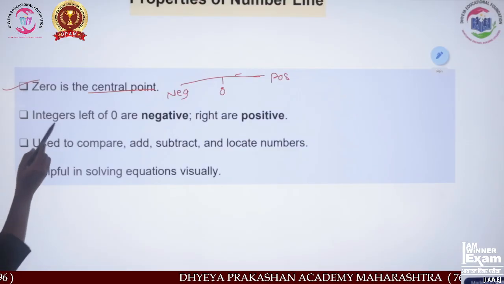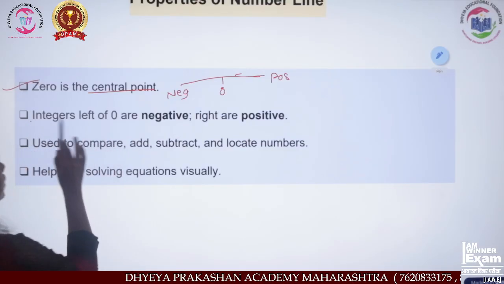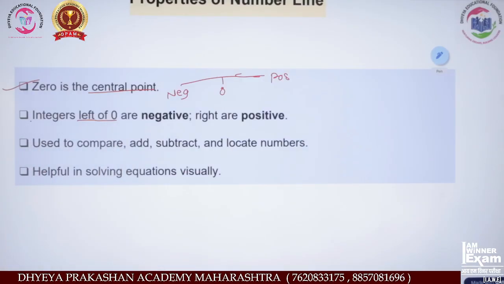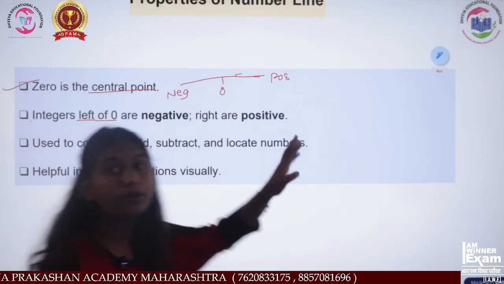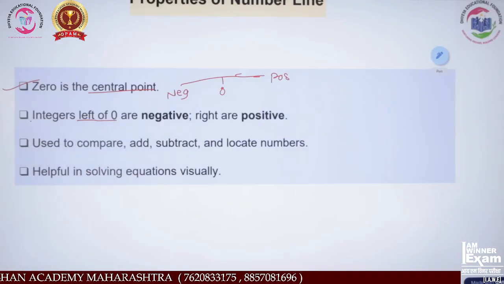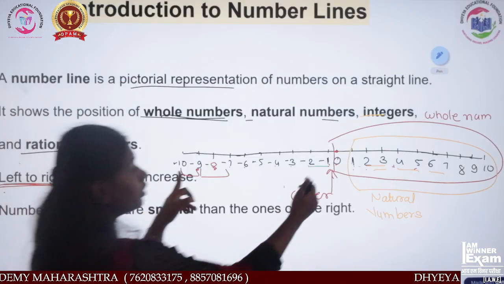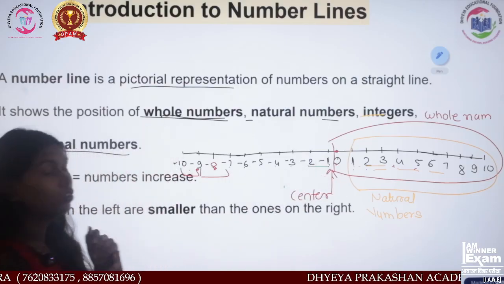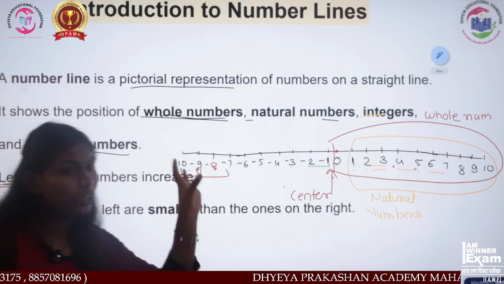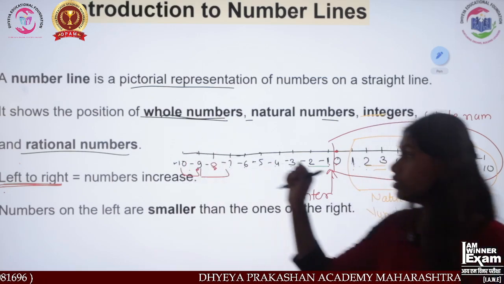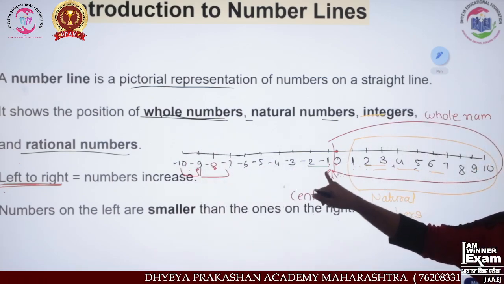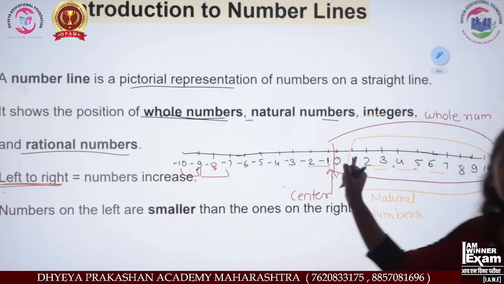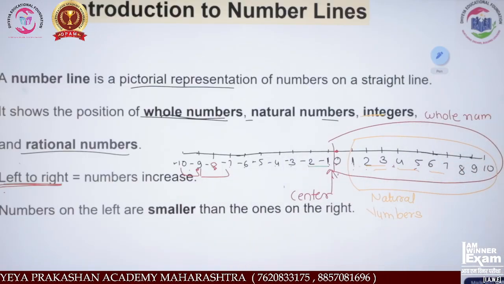Integers left of 0 are negative and right are positive. Now we have seen that all the integers on the left side are negative. How will you decide which numbers are on the left and right? You have to take 0. Why? 0 is the center point, and the left of 0 will be all the negative numbers and the right of 0 will be all the positive numbers.